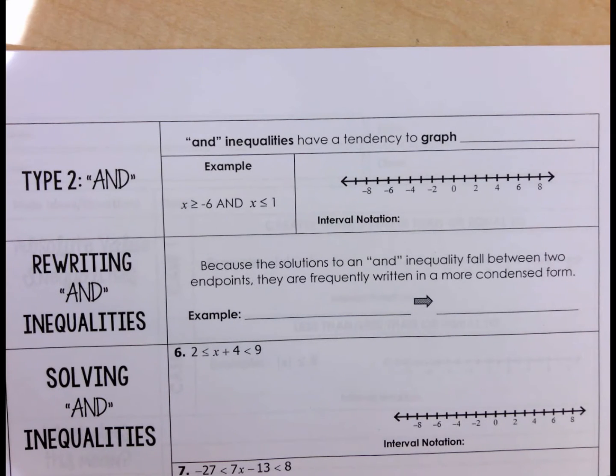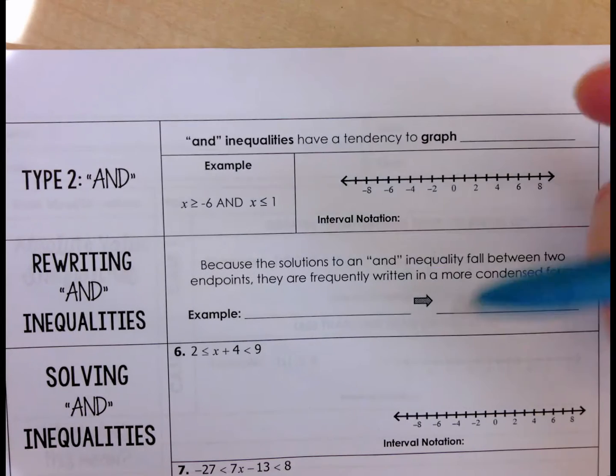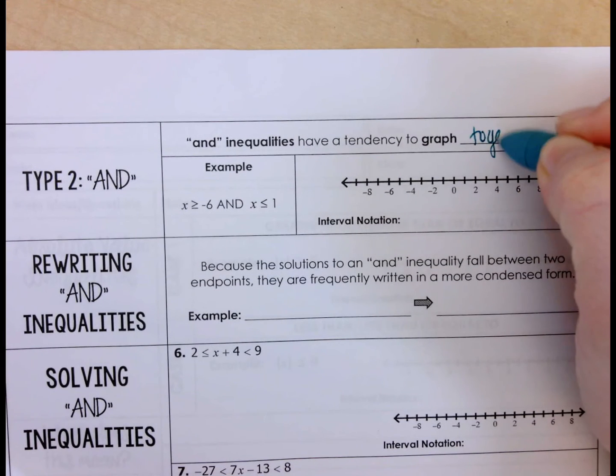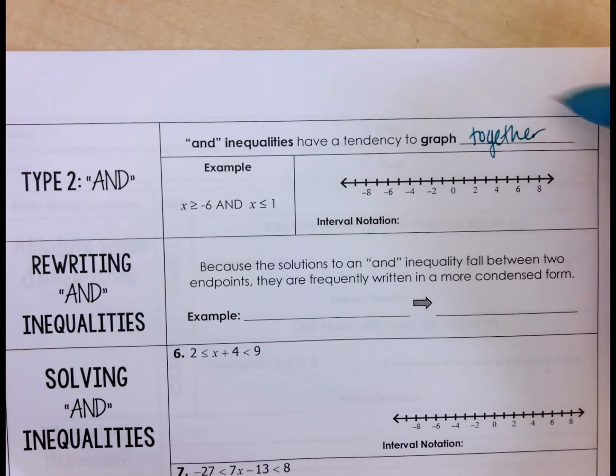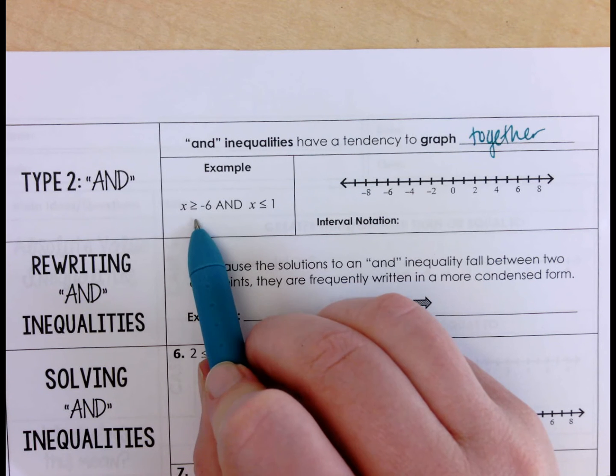Okay, so now we're on to "and" inequalities. So if "or"s go apart from one another, well, "and" is going to go together, meaning that they're going to overlap, and those areas that they overlap is where our solutions are going to be found. So for example, x is greater than or equal to negative 6.